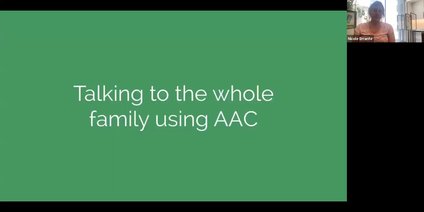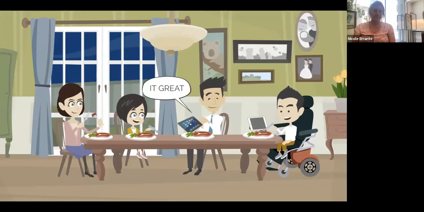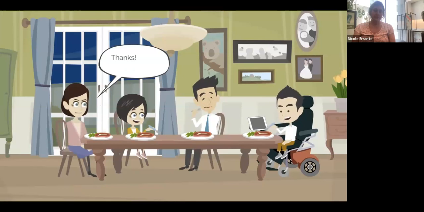Talking to the whole family using AAC. Yum, this is so good. It's great. Happy, like. Thanks, I'm so happy you like it.